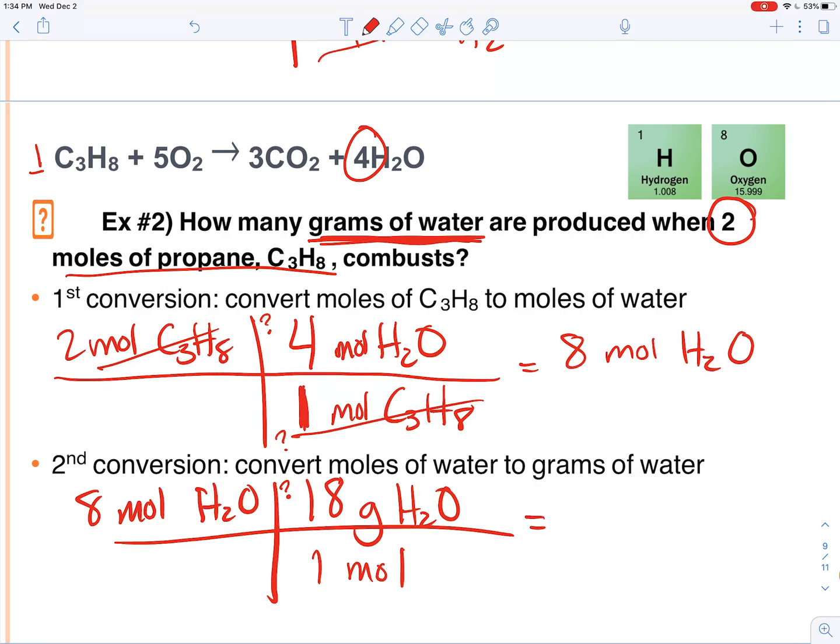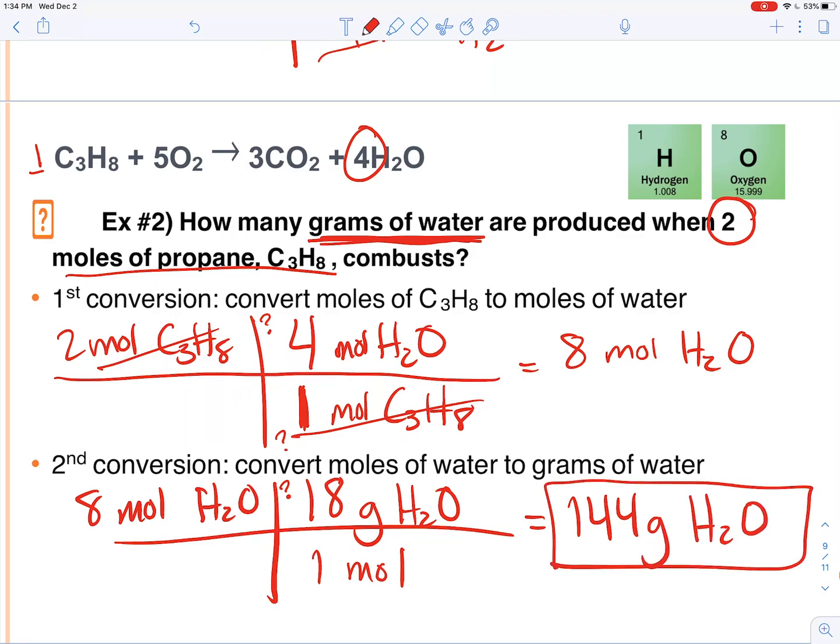And then we want to do this calculation, 8 times 18. And we get 144 grams of water. And that's our final answer here. All right, make sure you go back and refer to this video and the notes to answer the questions.